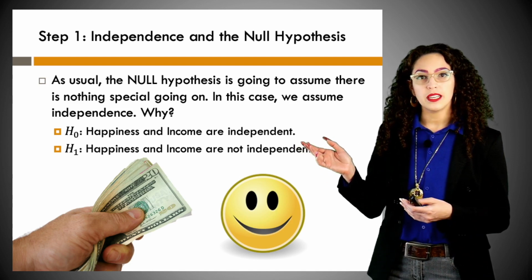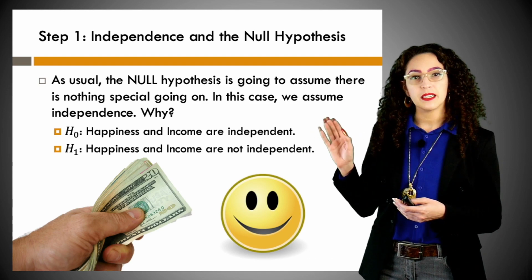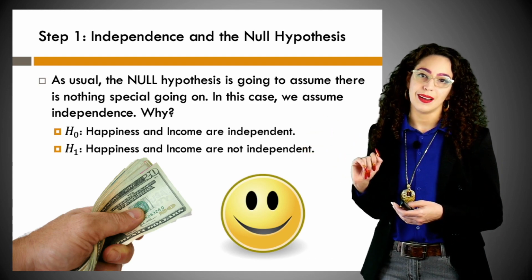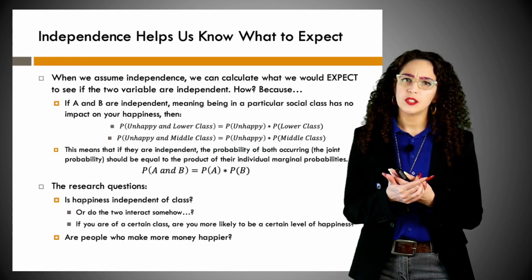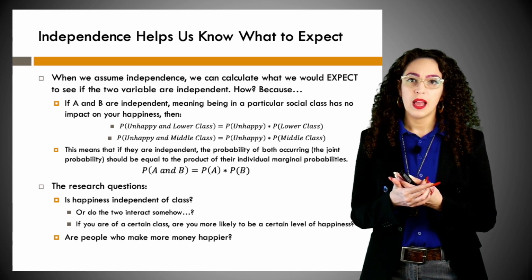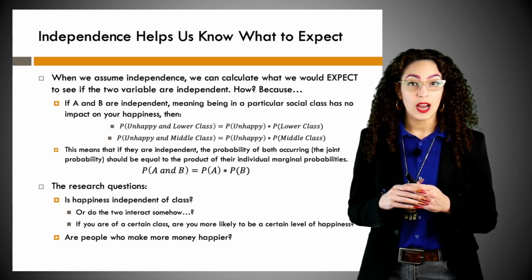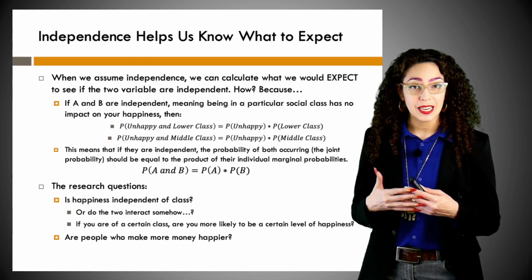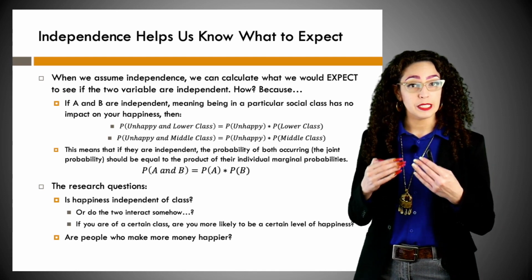But here are our null and alternative hypotheses. Happiness and income are independent. Happiness and income are not independent. So why do we assume that everything is independent for our null? Because we can actually calculate what we would expect to see if the two variables were indeed independent.